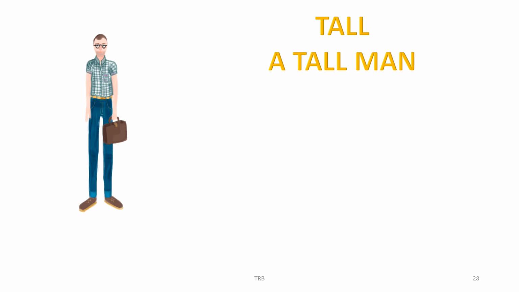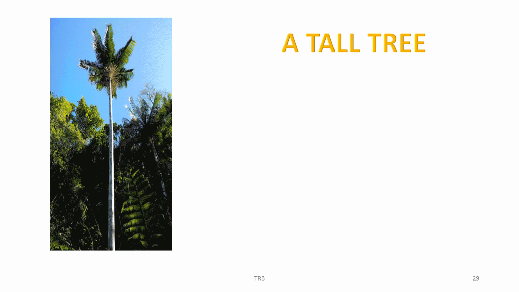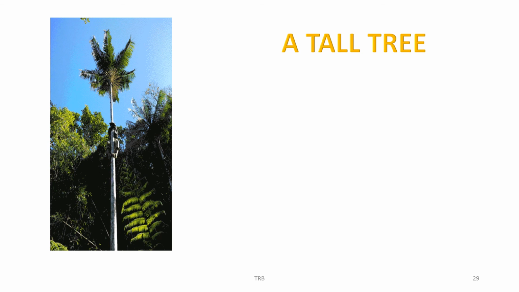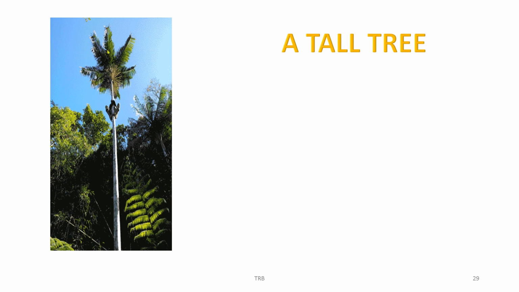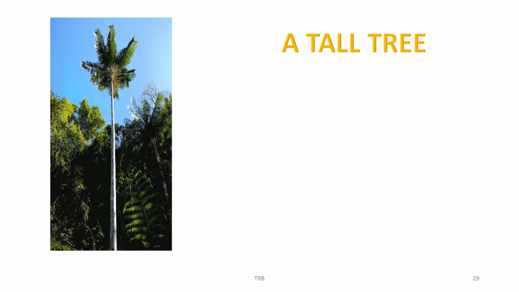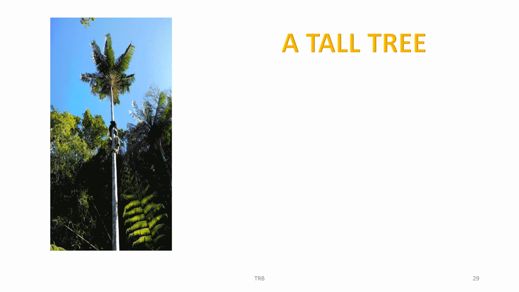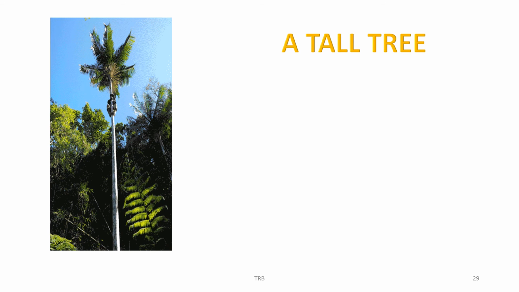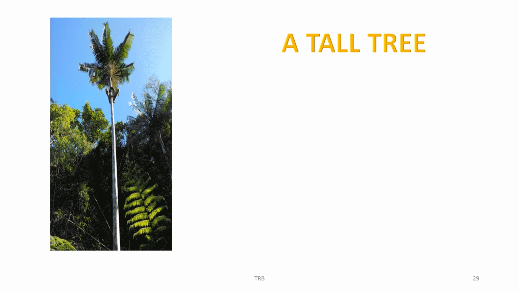Tall. A tall man. We can say a man, this is a man, but when we say a tall man, there is some speciality about his personality, isn't it? Tall is the describing word. A tall tree. We can only say a tree, but when we say a tall tree, tall is describing the tree, whether it is tall or short. The describing word here is tall.